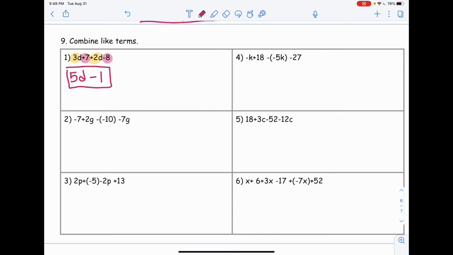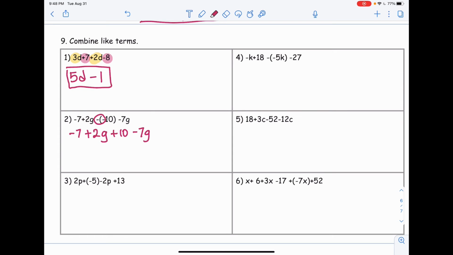Number 2. Let's check our like terms first. But before we do that, let's rewrite the expression. I see two negative signs here. Remember, negative times negative is positive, or subtracting is actually adding the opposite. So let's go and change this expression to negative 7 plus 2g plus positive 10 minus 7g.